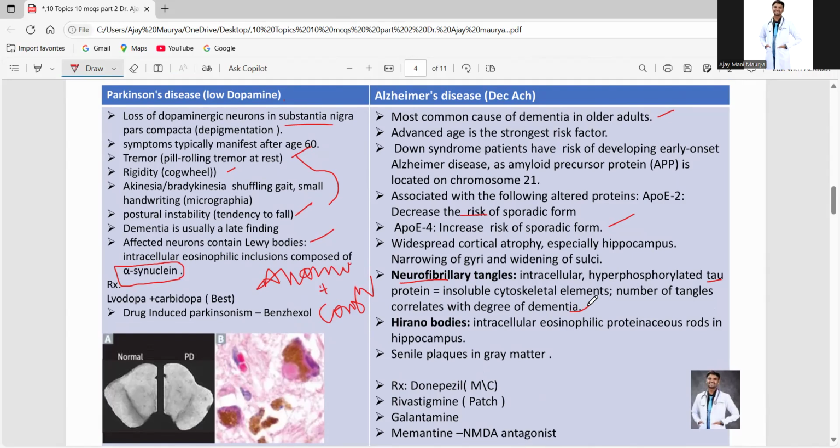Now there is also the Hirano body. Hirano body means an intracellular proteinaceous rod in the hippocampus. Simply, in Alzheimer's disease we have Hirano bodies, which are made of tau proteins. A group of neurofibrillary tangles is called tau protein, and a group of tau proteins is called Hirano bodies. But remember, the degree of dementia depends on the neurofibrillary tangles.